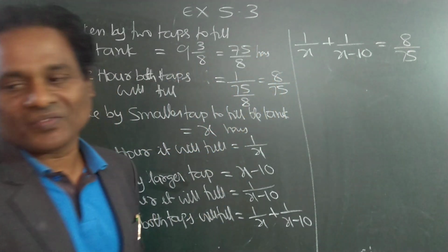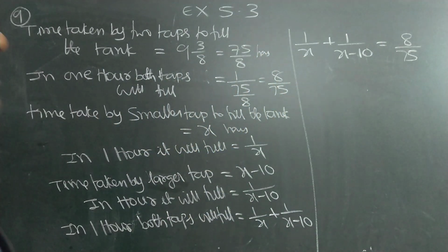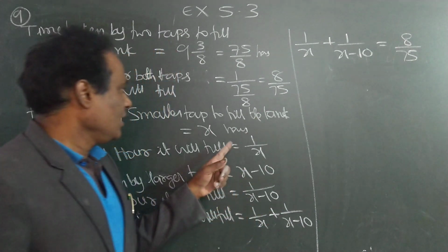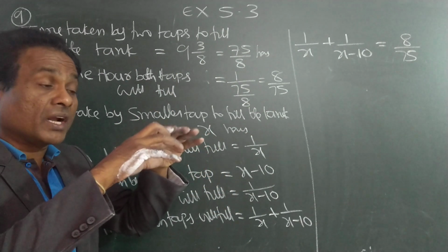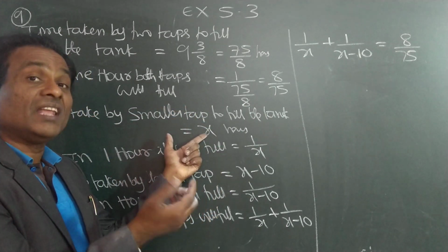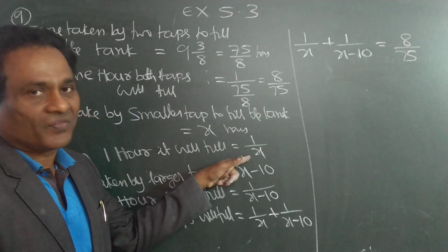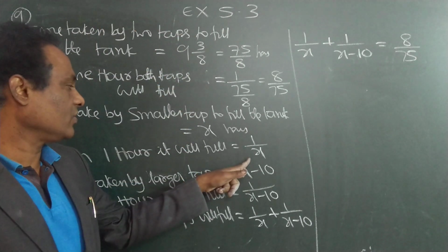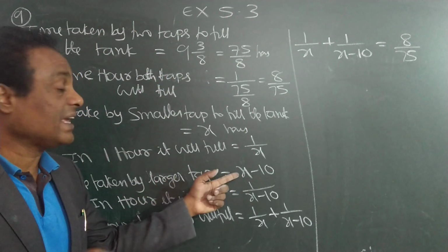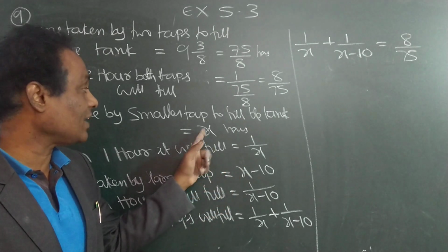That's all. Here onwards, you can do it. You can solve it. Let the time taken by the smaller tap to fill the tank be x. In 1 hour, it will fill 1 by x. This is the rule you studied in this chapter in the 8th class. So the larger tap will take 10 hours less.